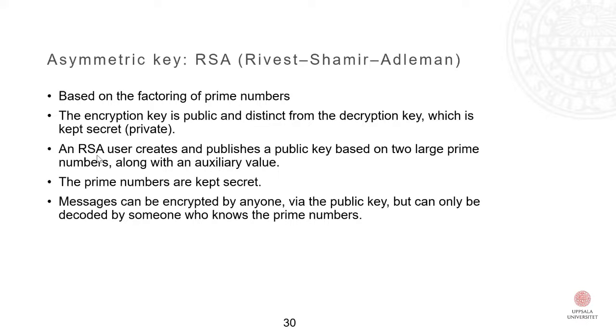In order to use this technique, an RSA user creates two keys, a public key and a private key. It publishes its public key, which is actually produced based on using two very large prime numbers and an auxiliary value. The prime numbers must be kept secret because they can be used to produce the public key and private key. So no one should be allowed to know them except the person who creates the key.